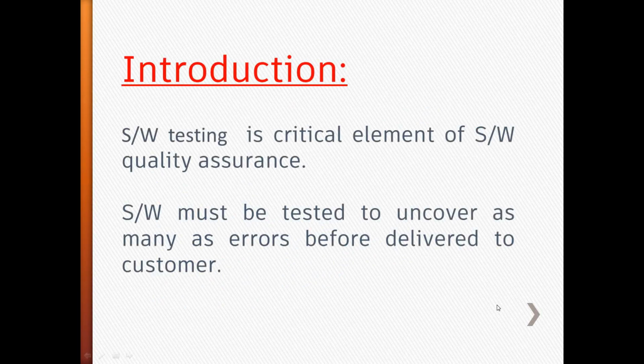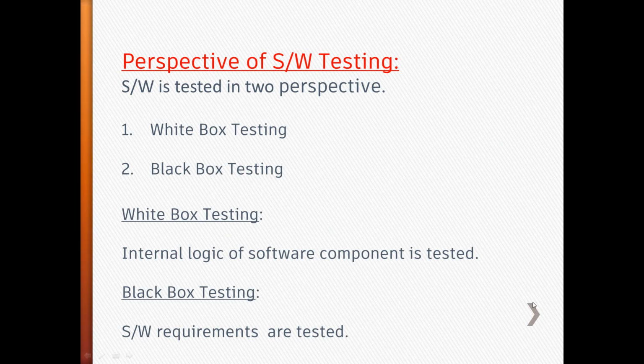In this video, let us see about white box testing. Introduction. Software testing is a critical element of software quality assurance. Software must be tested to uncover as many errors as possible before delivery to the customer. Perspective of software testing. Software is tested from two perspectives: one is white box testing, and the other is black box testing.